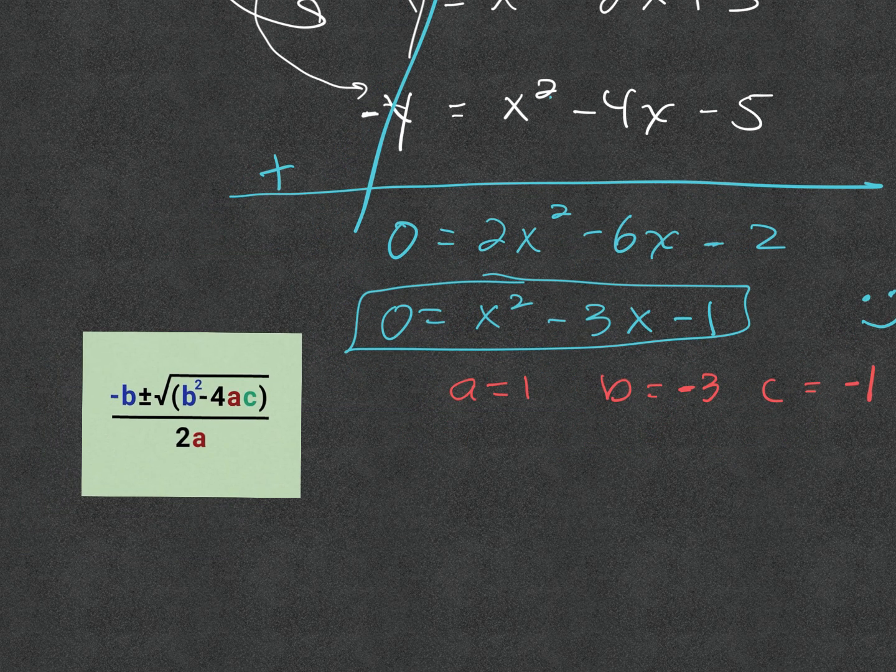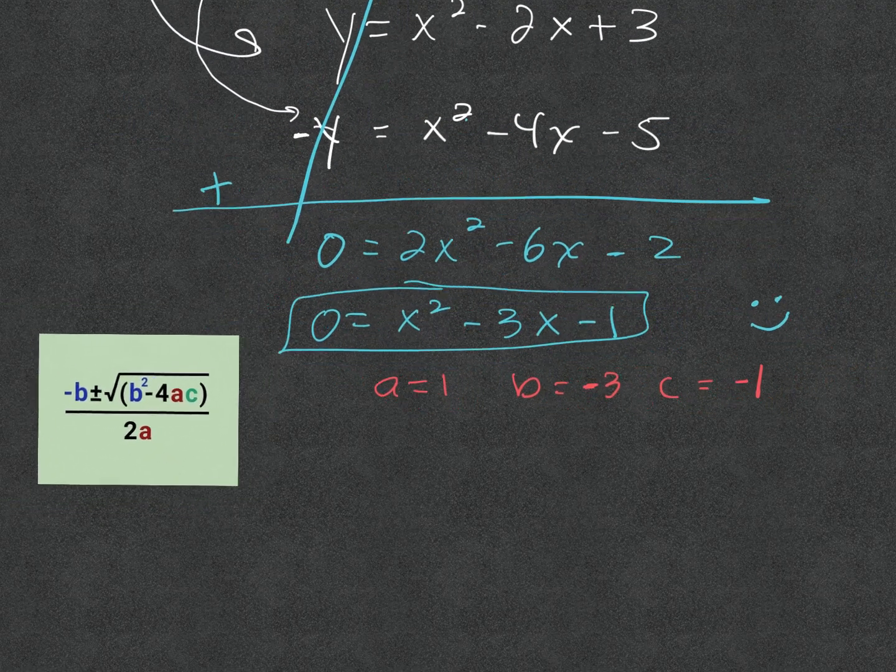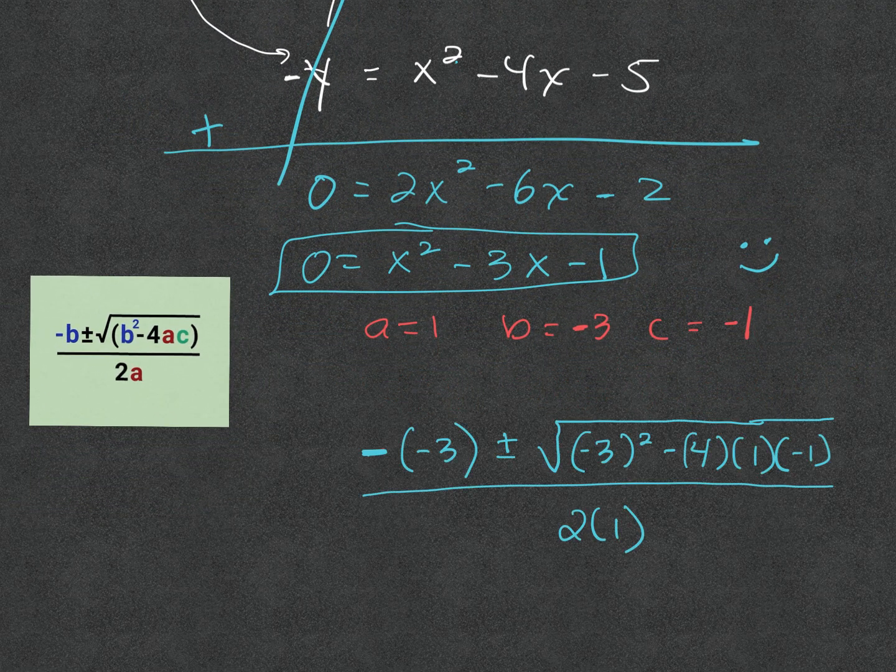Now I can use that. I can just plug it in, right? So when I plug it in, I'm going to get negative negative 3, because I put the B in for the B, and I put the A in for the A, and so forth, and the C in for the C.